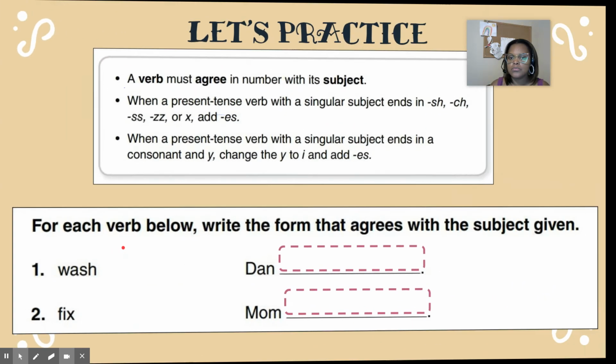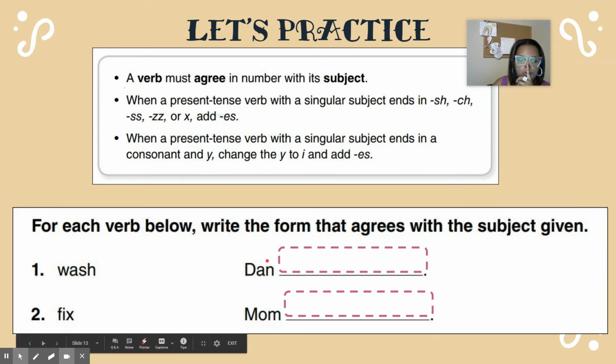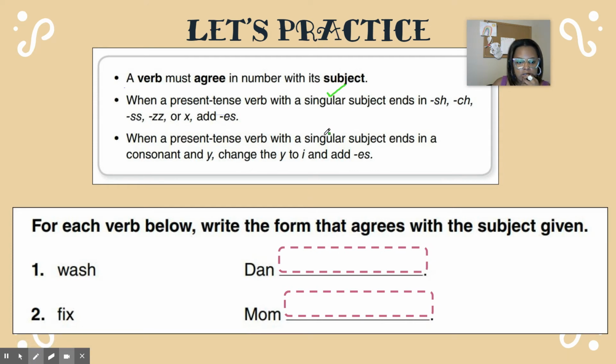Okay, guys? So here we go. Here's our first example. Wash. Is Dan singular or plural? It's singular. So that's our first check. Okay. What does it end in? It ends in SH. So our rule says when it ends in SH, we just add an ES. So Dan washes.